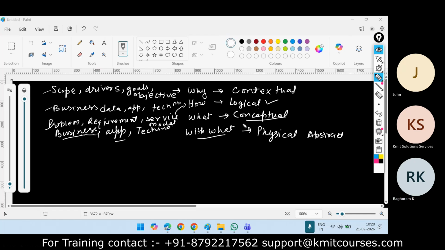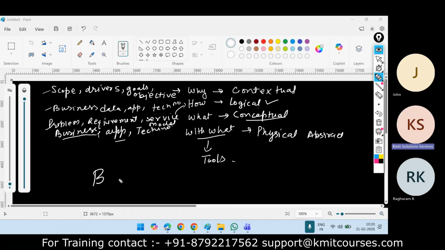Here we need the tools and technologies. Tools and technology, very right, good. Yes, you are correct. So what are the tools we are using to implement? Which servers are we using? What technology are we using? Correct.